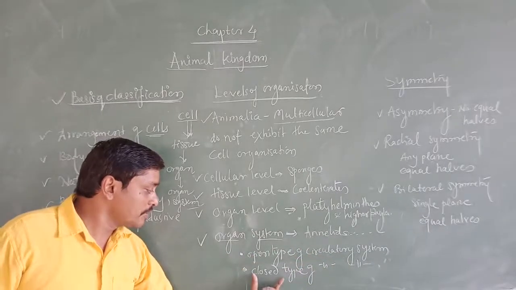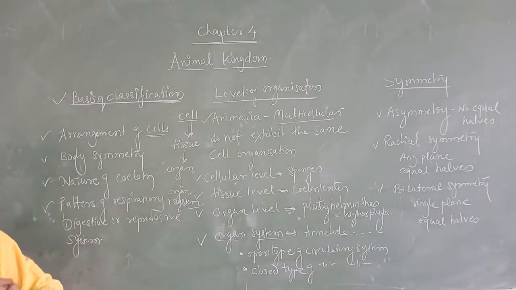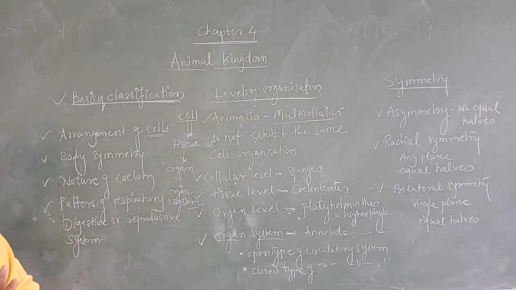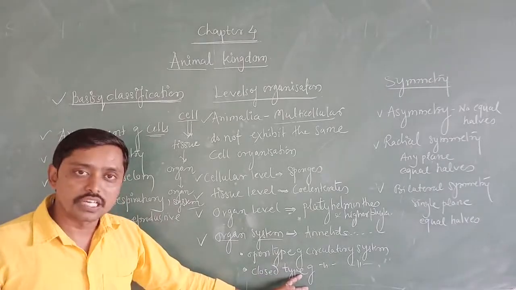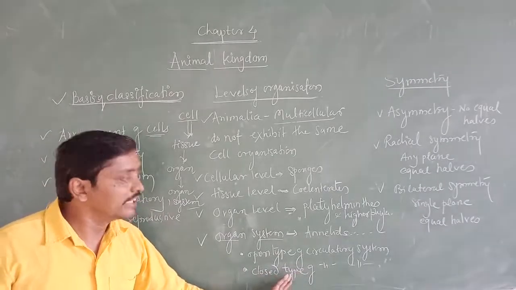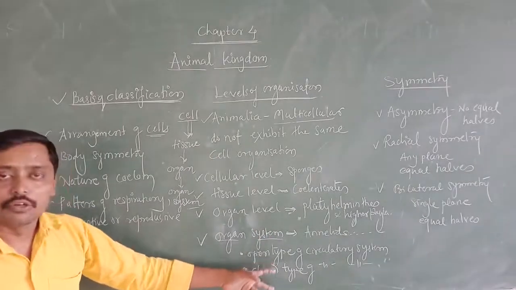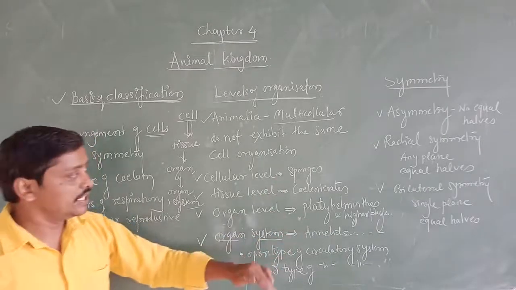When we discuss the closed type of circulatory system, the blood does not come out into the body cavity; it is circulated within the blood vessels, and such a type of circulatory system is called a closed type of circulatory system. We are going to study this in detail in further phylums. Such types of systems are what we call the organ system level of organization.